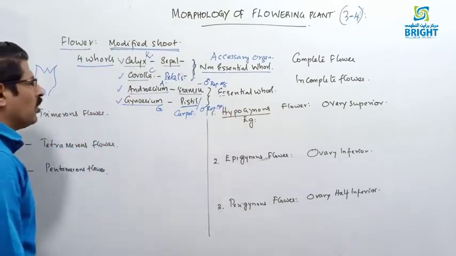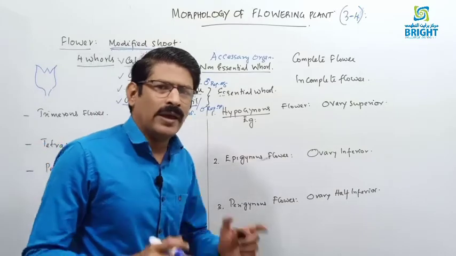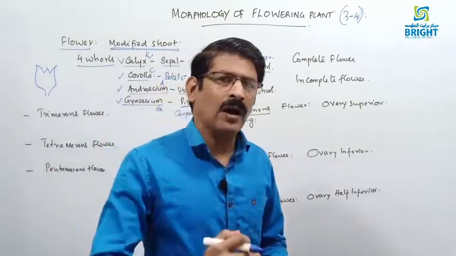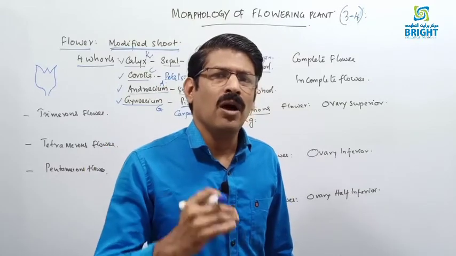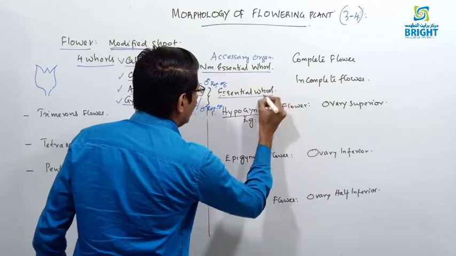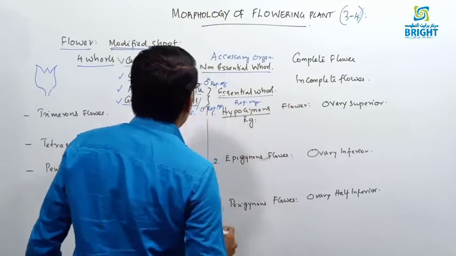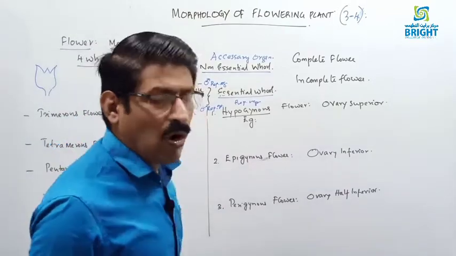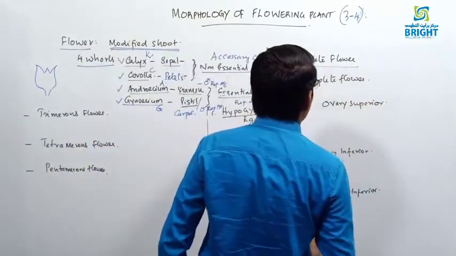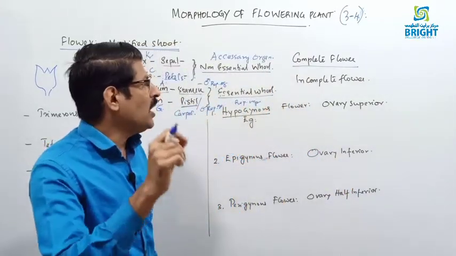And androecium and gynoecium are called essential whorls because they are directly involved in the process of reproduction, and that's why they are called essential whorls or reproductive organs. A flower which possesses all the 4 whorls is called a complete flower. A complete flower has all the 4 whorls.